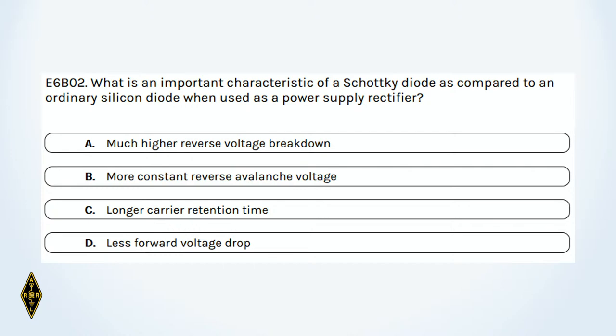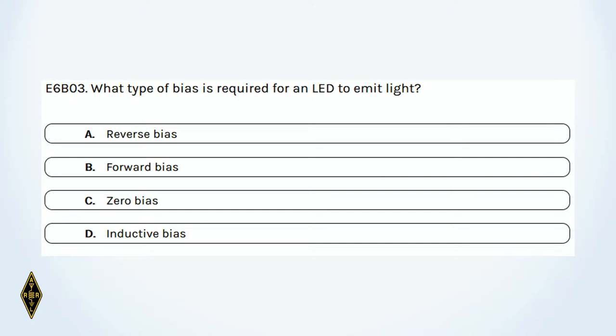Delta. It's got a voltage drop of only 0.2 volts as opposed to 0.6 or 0.7, so less forward voltage drop. And a lot of the automatic DC switching, if you've got one for a power supply and one for a battery, they use Schottky diodes to do that switching for you. So what type of bias is required for an LED to emit light?